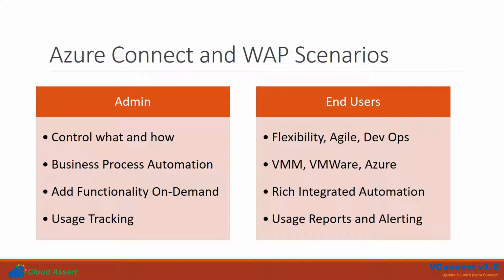With vConnect's operations templates from WAP through Azure Connect, administrators can automate their current business processes. Maybe you want to invoke a System Center runbook when a new VM gets created. Maybe you want to send an email whenever the VM is ready for use. Those business processes are very easy and you can do a seamless automation of all this through vConnect.